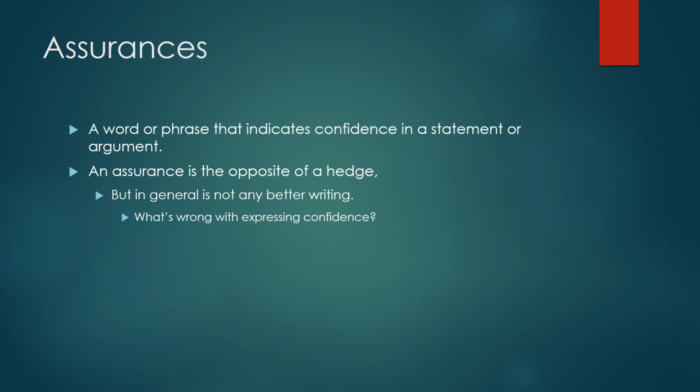Assurances. The assurance is the opposite of a hedge. A word or phrase that indicates confidence in a statement or argument is called an assurance. You're trying to assure the reader of something. And even though I said that hedges are bad, their opposite, assurances, are really just as bad. They're not any better writing, so in general, we want to avoid them. Well, you might say, what's wrong with expressing confidence? Didn't you just say you should argue the boldest thesis that you can? Yes, but if you argue it boldly, you won't need an assurance.